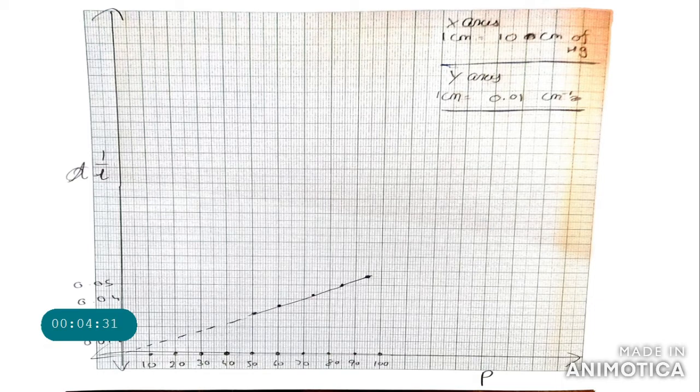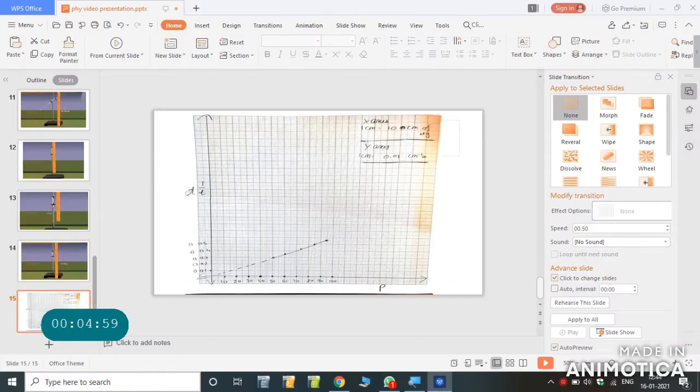Here there is a graph between H1 by L and P. Thus it shows that P cross V is constant or P cross L is constant, as it is a straight line. On extending it backwards, it meets at the origin. Thus at zero pressure, which is actually impossible, but here we have assumed that at zero atmospheric pressure, the volume will also be zero.